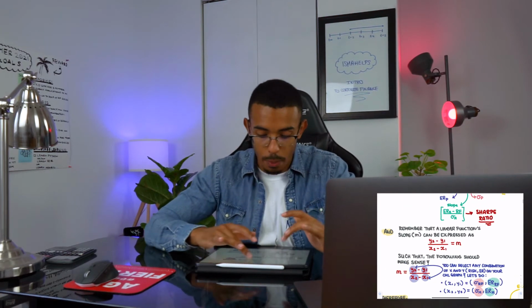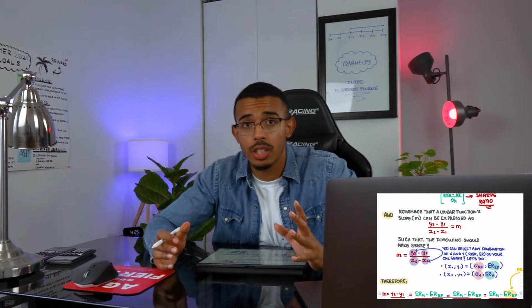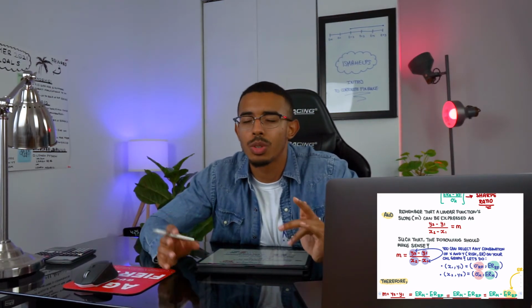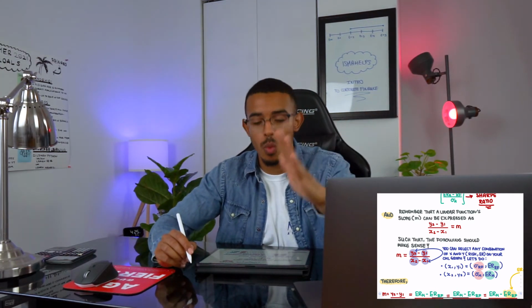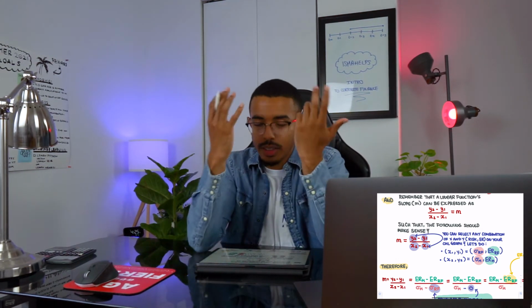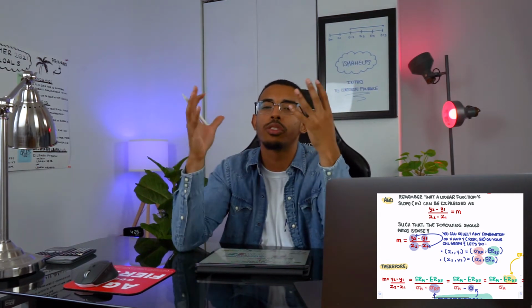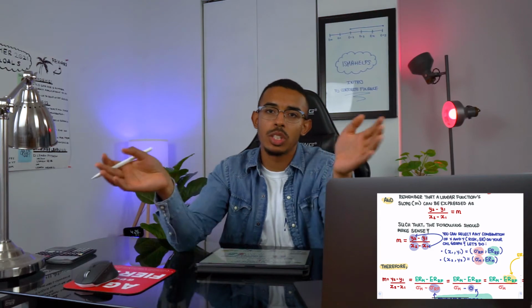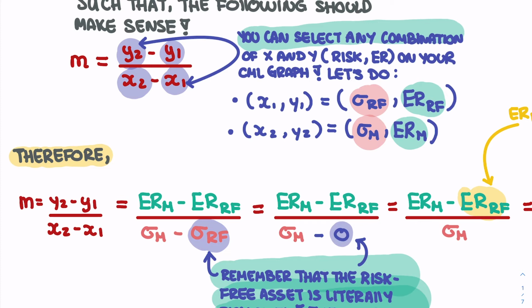I'm not going to go through it exactly to the T, but remember, if we look at our screen, we're dealing with linear functions, with lines. Therefore, the slope is equal to y2 minus y1 over x2 minus x1. That's important because it allows us to see why we have these random-looking slopes for our CML and our SML. You can select any combination of x and y to figure out the slope of your line.